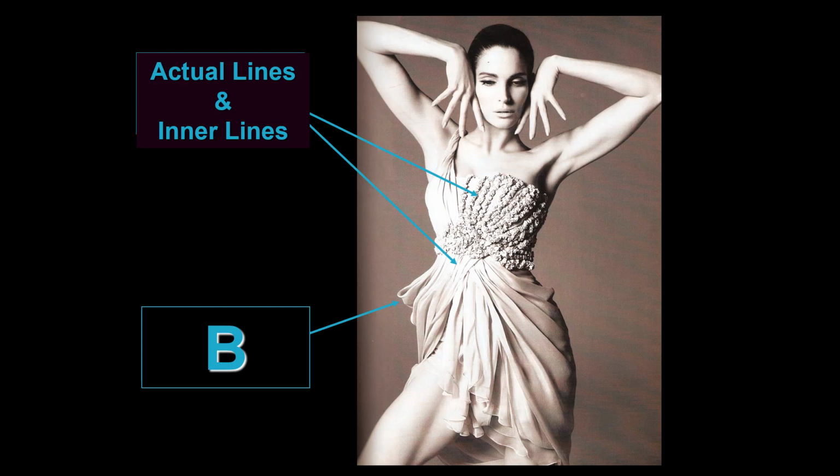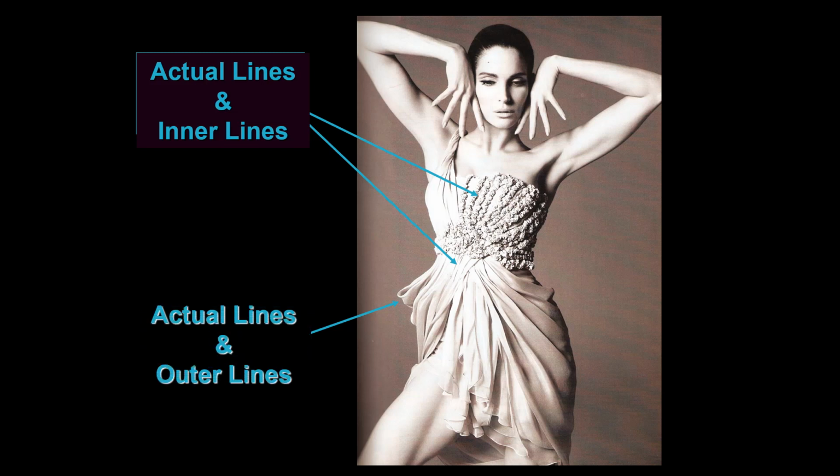How about B? What do you think? That line along the outer edge of the garment. Is it one continuous line? It is. So it's considered an actual line, but it's an outer line because it's on the silhouette, or that outer edge, that outer boundary of our garment.